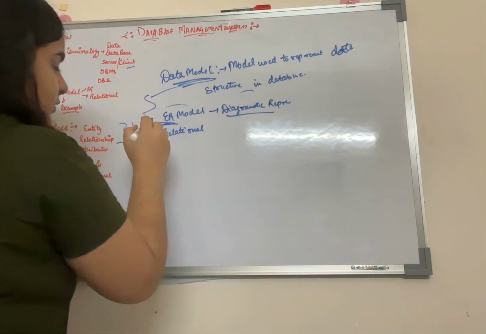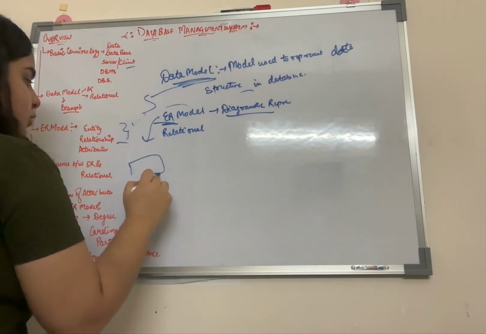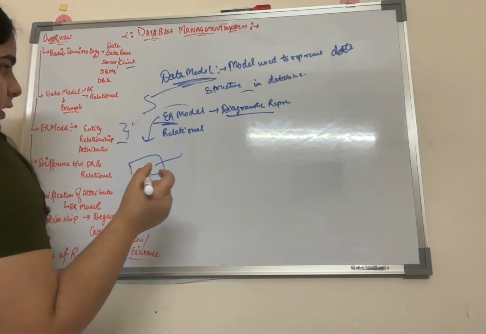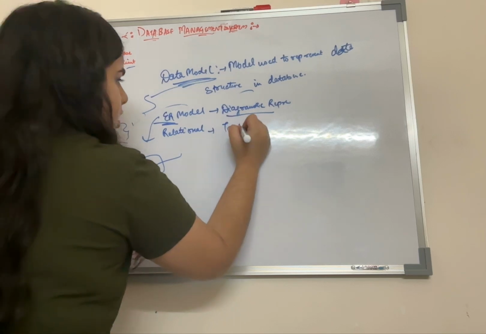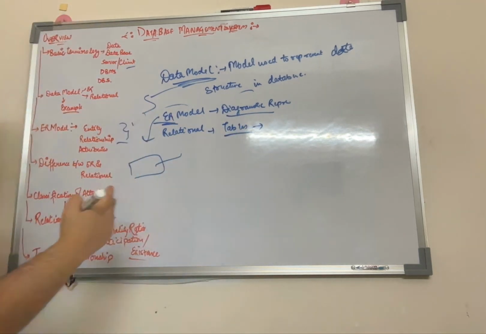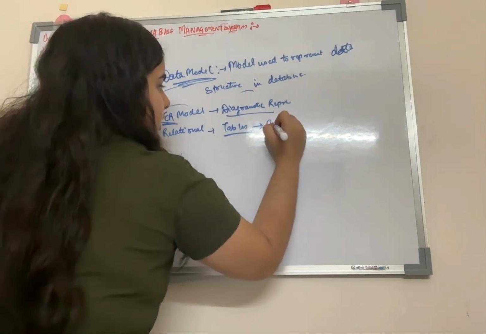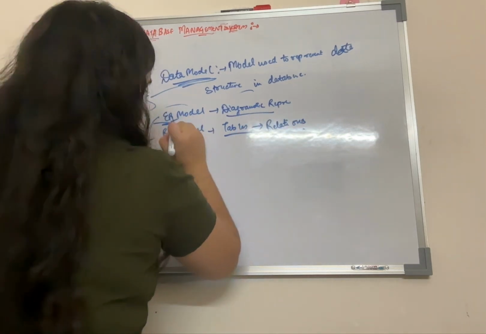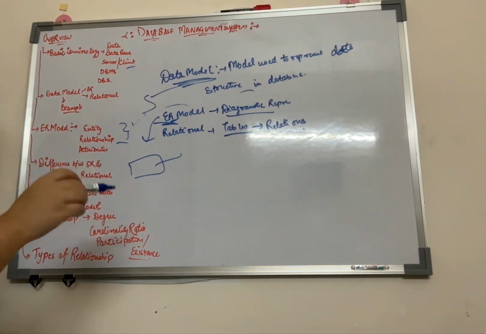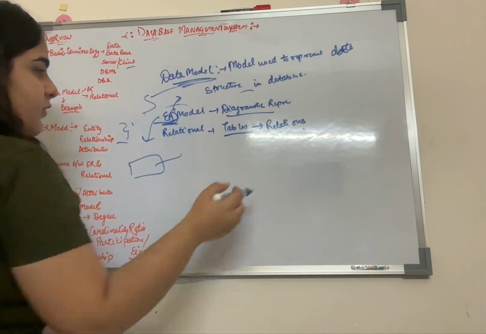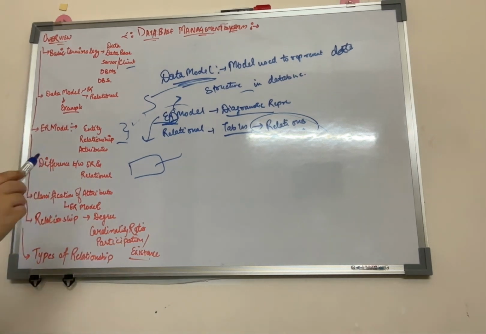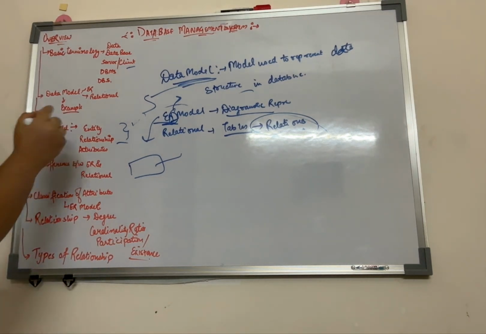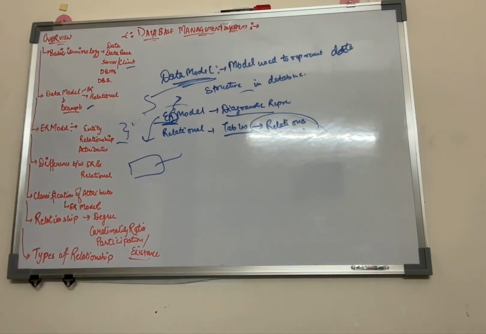What does this mean? This means that we will be dealing mostly with diagrams in this particular model, and in the relational model we will be dealing with lots and lots of tables. Tables are also known as relations. Don't get confused with relations and relationship. These two are different. Relationship here is different from the relation here. So don't mix things up.